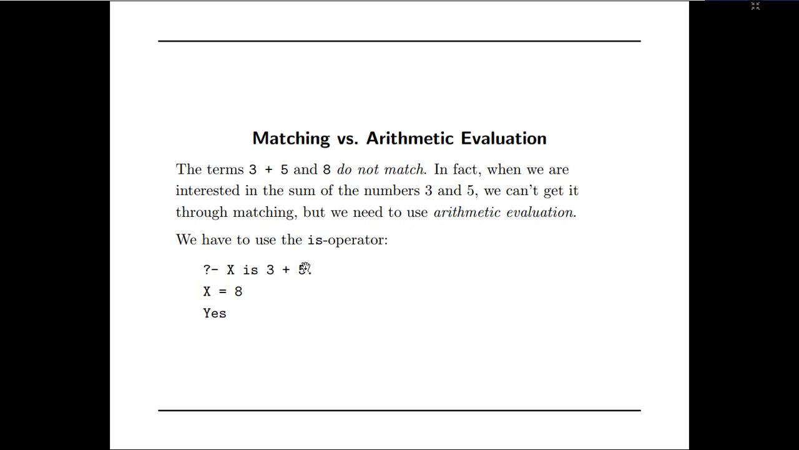Via arithmetic evaluation. In order to perform arithmetic evaluation, we have to use a keyword called is. That means variable capital X is 3 plus 5. Then we will get the value as X is equal to 8. So if you want to go for an arithmetic expression, you have to use the is operator.